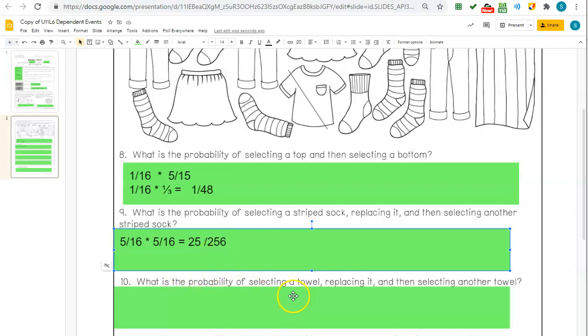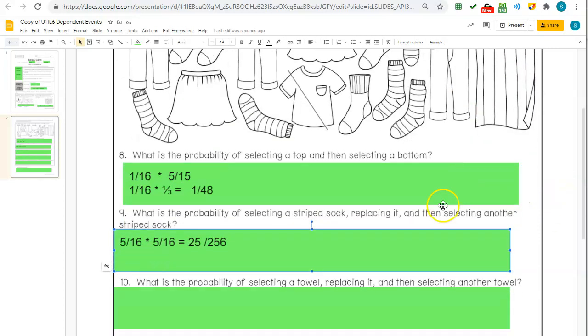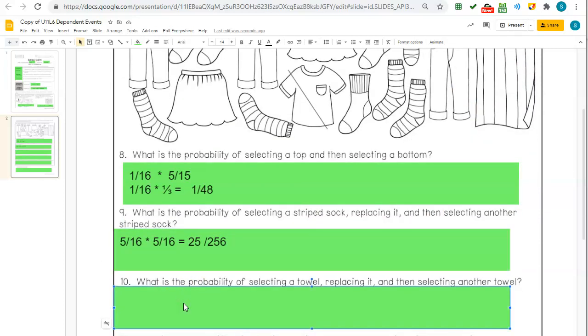What is the probability of selecting a towel, replacing it, and then selecting another towel? Well, there's only one towel, so that's 1 out of 16 times, and again we replaced it, so there's still one towel in there, 1 out of 16. We already know 1 times 1 is 1, and we already worked out 16 times 16 is 256.